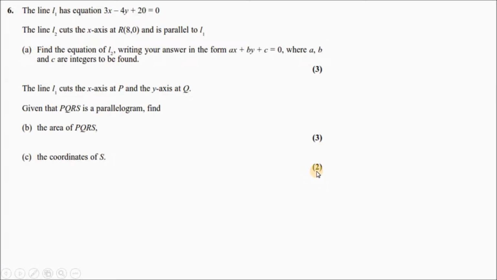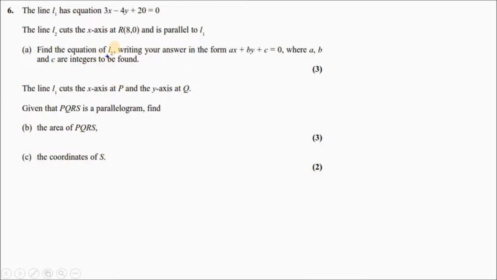Question number 6. The line L1 has equation 3x minus 4y plus 20 equals 0. The line L2 cuts the x-axis at (8, 0) and is parallel to L1. Find the equation of L2, writing your answer in the form ax plus by plus c, where a, b, and c are integers to be found.